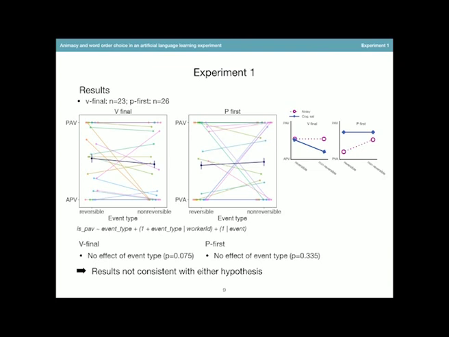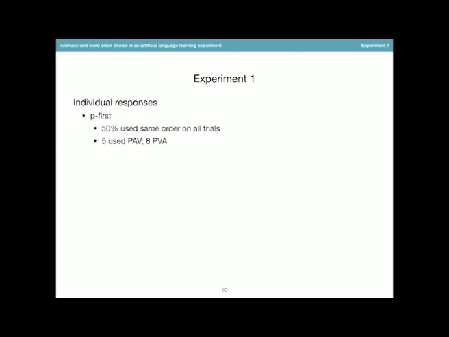And one thing you might notice is that in both language types, there's quite a high proportion of people who always use a single order in all trials. So these people are at the extremes, the top and the bottom of the two plots. And in fact, what we found was that 50% of people in the P first language always used a single order on all trials, and in the V final language, that number was 39%. So why might this be?